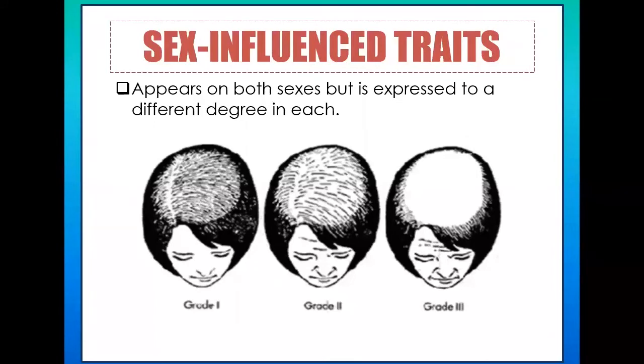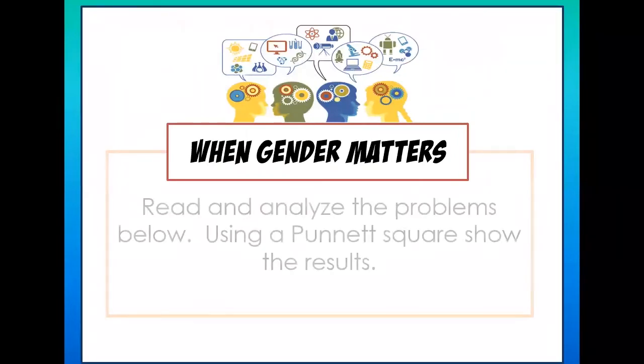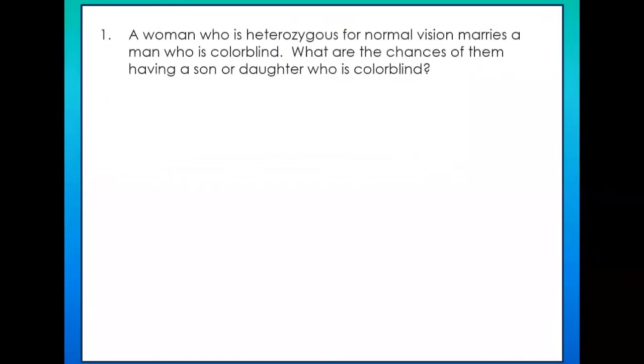Now, let's have an activity to assess our understanding regarding the topic, and let's try to solve problems related to sex inheritance. So the title of this activity is When Gender Matters. The direction is just read and analyze the problems below. Using a Punnett square, show the results. So let's have problem number 1.